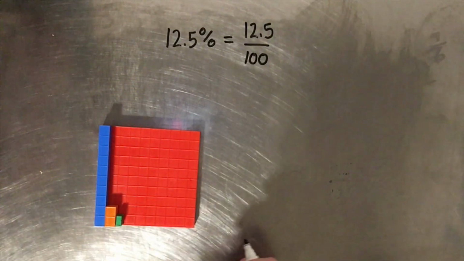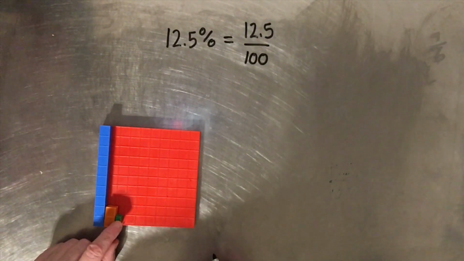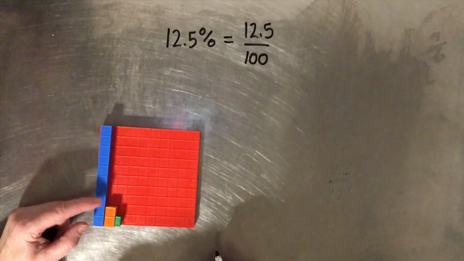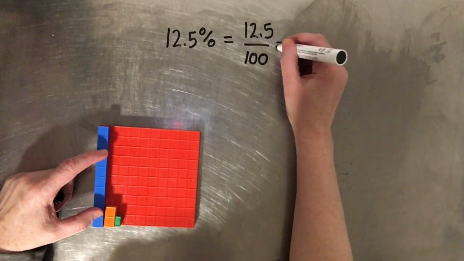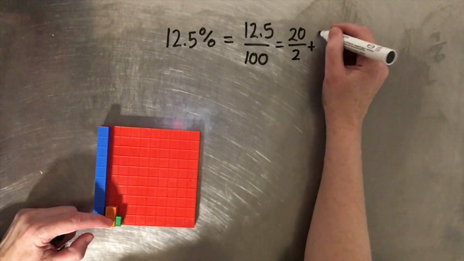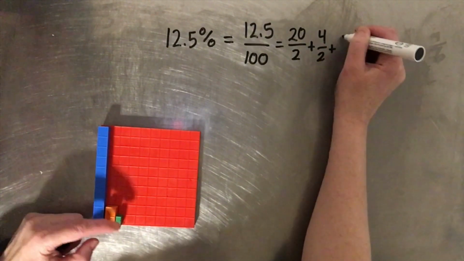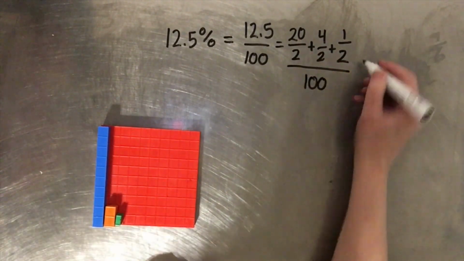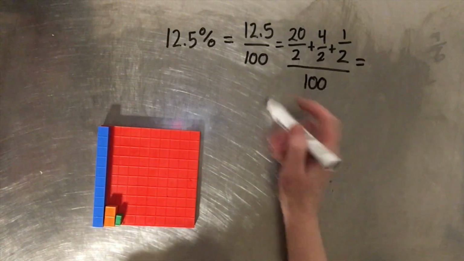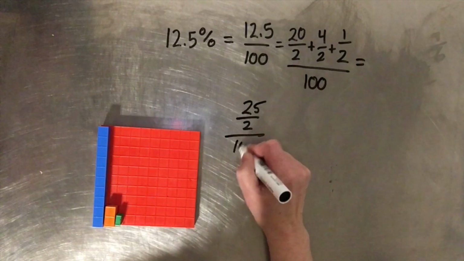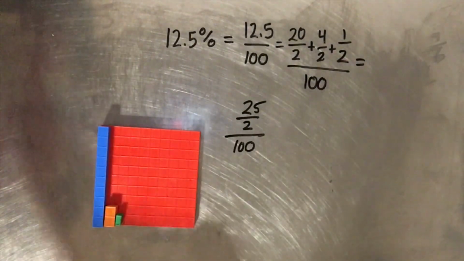But we could also look at that differently, because we do have halves here, right? So we could say that in each one of these hundredths we have 2 halves. So 2 halves, 4 halves, 6 halves. This would end up being 20 halves, so that's the same as 20 halves plus 4 halves plus 1/2 of the 100 pieces, which means that we have 25 halves of the 100 pieces, 100th pieces, I should say.